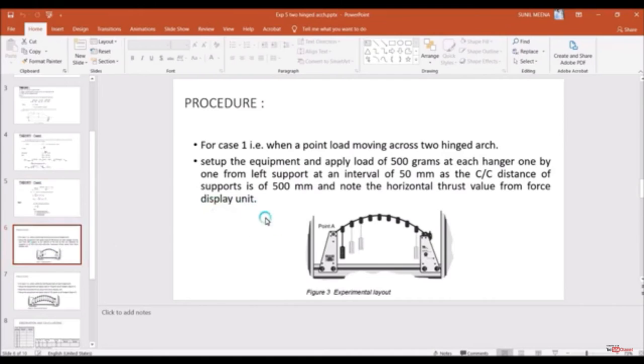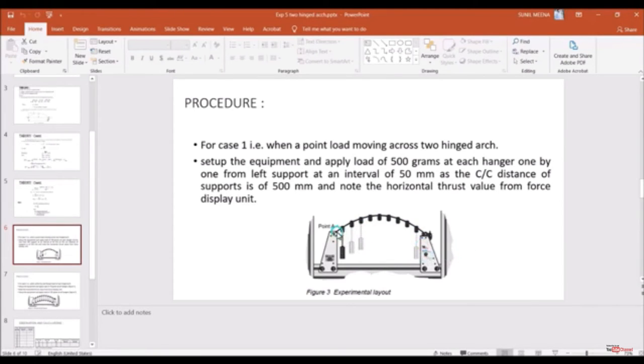So in the first case, how will we determine the horizontal thrust? When the point load is moving across the 2 hinge arch, we will set up the equipment and apply 500 grams of load at each point. That means we will start from point 1 to point 9. We will apply first 500 grams of load, and then measure the horizontal thrust value. Similarly, for the second point, third point, fourth point, and for all these points, we will measure the horizontal thrust value.